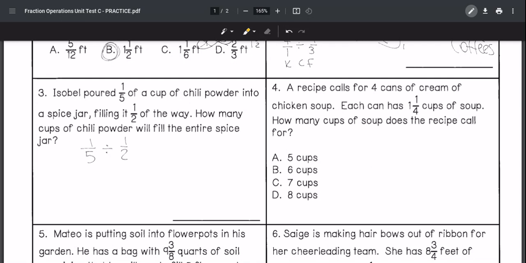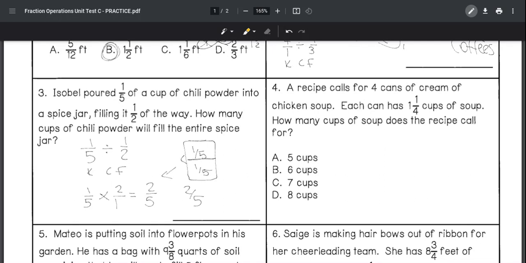So I want to know how many 1/5s we'll need to fill the entire spice jar. So we're going to use the keep change flip. Keep our 1/5, multiply by 2/1, and I get 2/5. We'll need 2/5 of a cup of chili powder to fill the whole spice jar, because we had 1/5 and we filled it halfway. So this other half is going to be the equal amount, and you put those two together and you get our answer, 2/5.